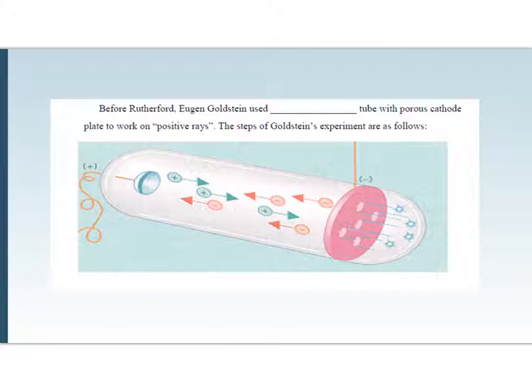Okay, before Rutherford, in fact, Eugen Goldstein again used the Crookes tube with a porous cathode plate to work on positive rays. Now remember, the other name for electrons used in the old times was cathode rays, because the rays were coming out from the cathode to the anode. So the old name for electrons is cathode ray, and these are the positive rays in this case, because Goldstein used this Crookes tube not to prove the existence of the electron, but to prove the positive particles that are found in the atom.